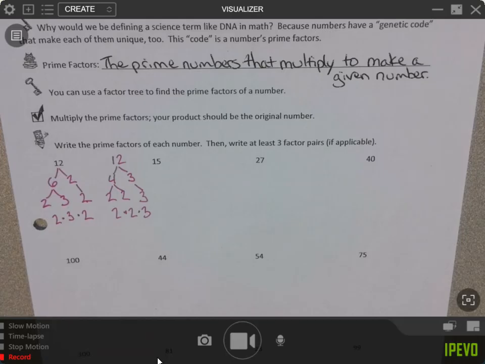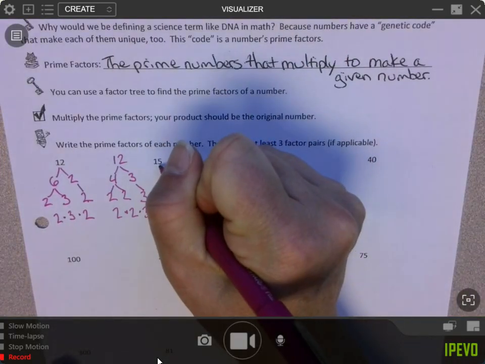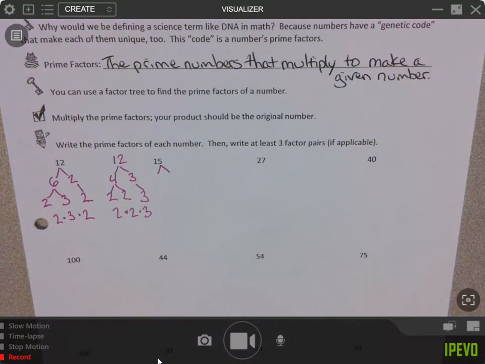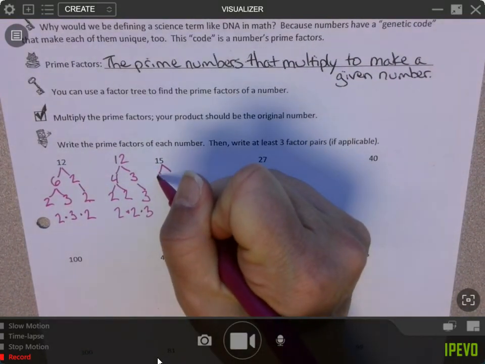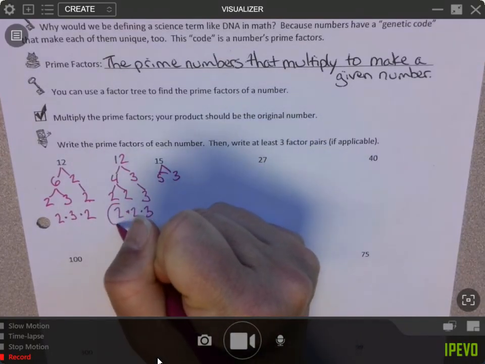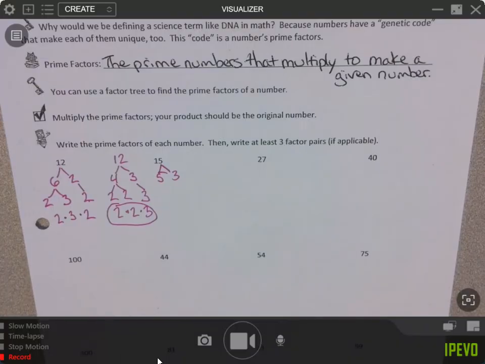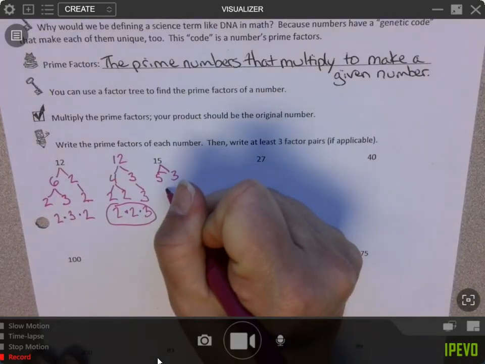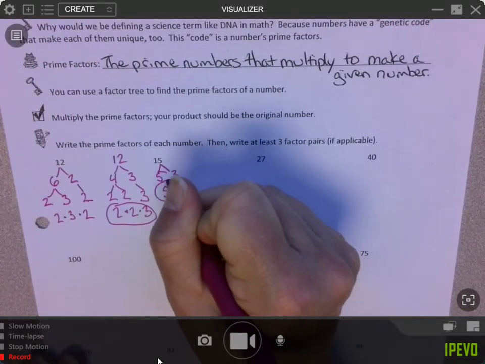So let's look at our next one. 15. What can I break that into? Adeline? 5 times 3. Oh, I'm going to circle my primes so I know. Notice how I put that multiplication symbol in there because we want to multiply all those primes together. So now I have, it looks like a little factor tree so far. Can I break down the 5 anymore? Adeline's shaking her head no. Why no, Adeline? Because it's a prime already. Can I break the 3 down anymore? No, 3 is a prime. So that is my prime factorization. I cannot break either of those down.